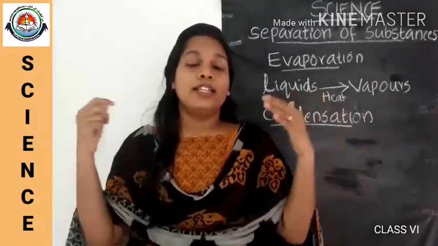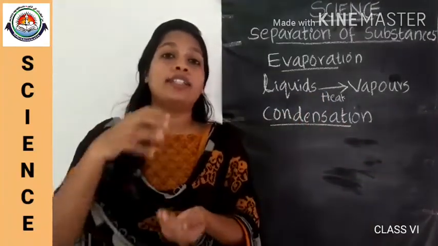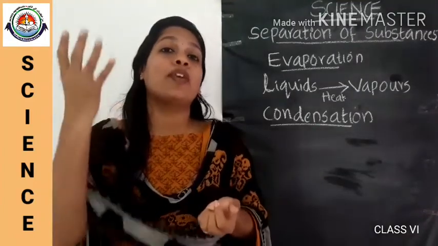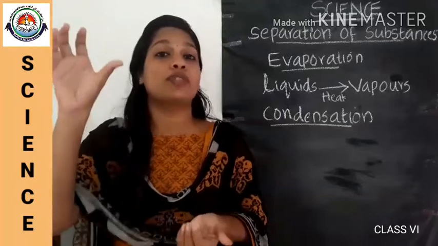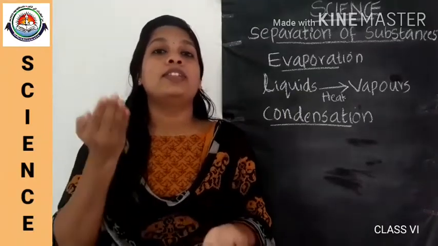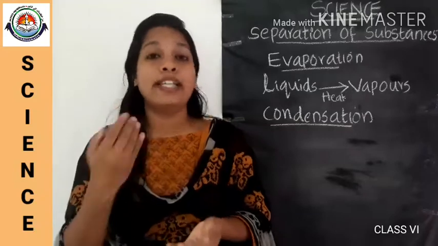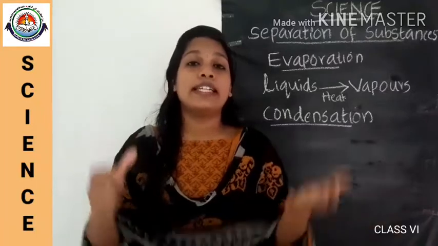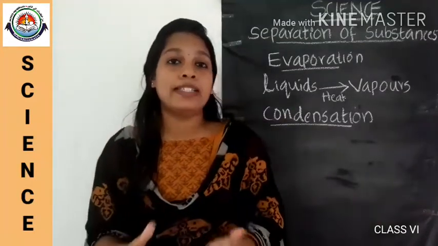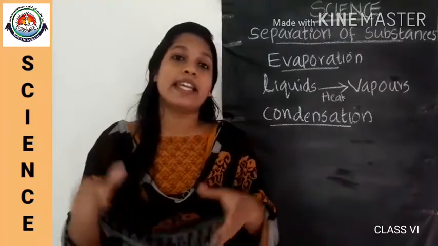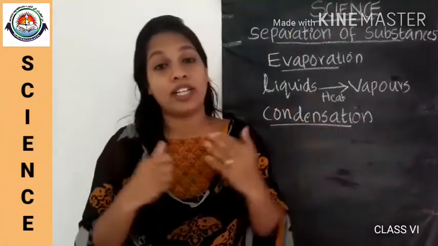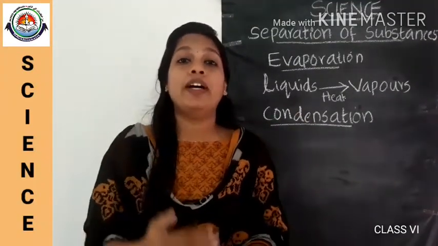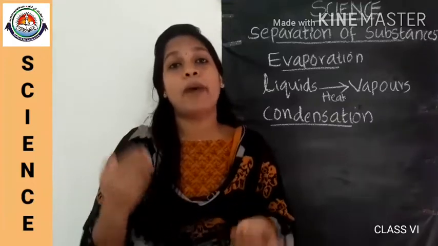How? Through heating, the water in a mixture is getting evaporated. That is, it is getting vapors. And by cooling this vapor, we can obtain the liquid form, the pure liquid form. I repeat, the process of getting liquid from vapors by cooling is called condensation. Condensation is the process of changing vapor into its liquid state by cooling.